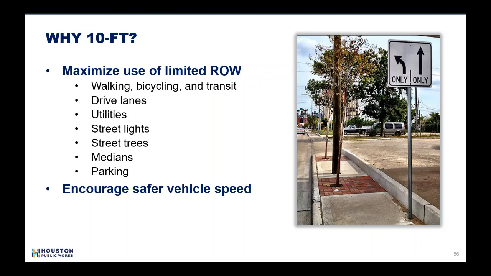The other advantage of the narrower lanes is it's one of the ways that we can subtly encourage safer vehicle speeds. It's not necessarily flat out traffic calming, but generally speaking, when people are driving in a slightly tighter space, they tend to be a little bit more careful. They tend to drive a little bit more slowly. And generally speaking, it helps us build a street that really serves multiple functions and can also be a neighborhood compatible street.